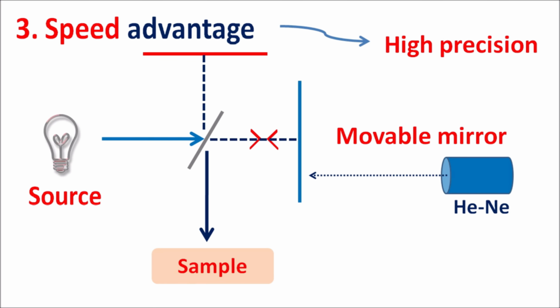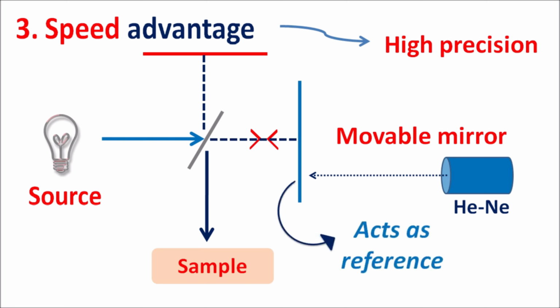And this can take place within a few seconds. So FTIR has the high speed advantage as well as high precision. And the position of the scanning mirror can also be used as a reference point, such that we can get high precision in IR examination. So these are the three advantages of FTIR.